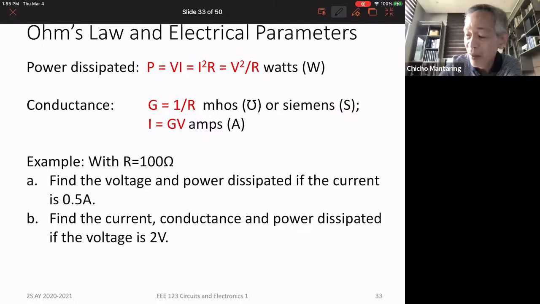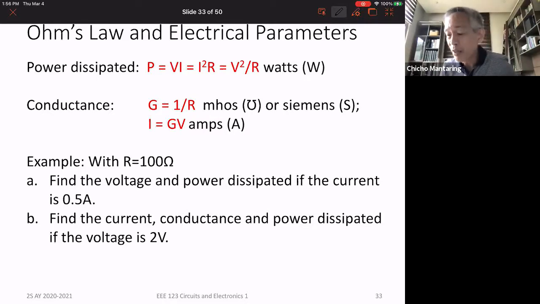But one popular unit that is used for conductance is the mho. Where does mho come from? It's the reverse of ohm, and the symbol is the inverted ohm sign. So when you see this symbol, that's valid for conductance. And our formula now is I equals G times V. Remember that G is equal to 1 over R. So this is equivalent to I equals V over R.